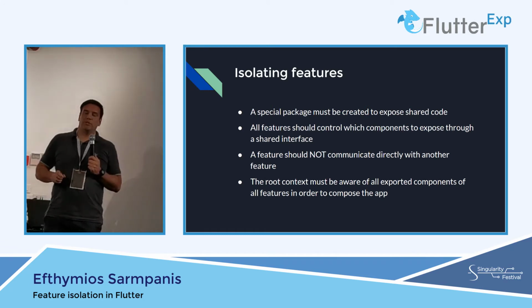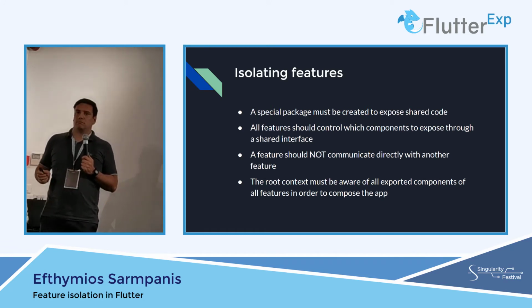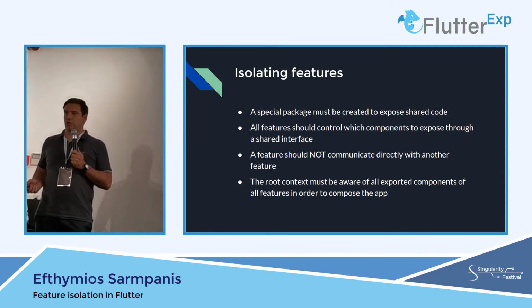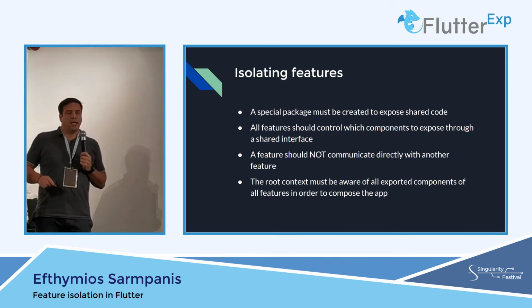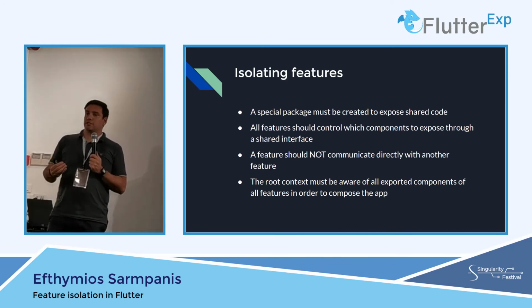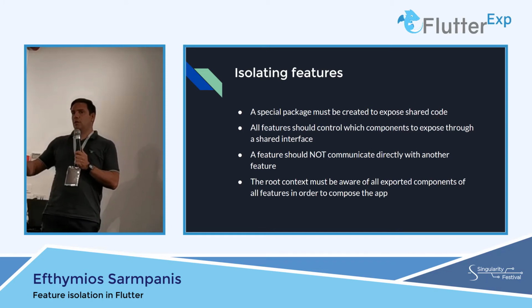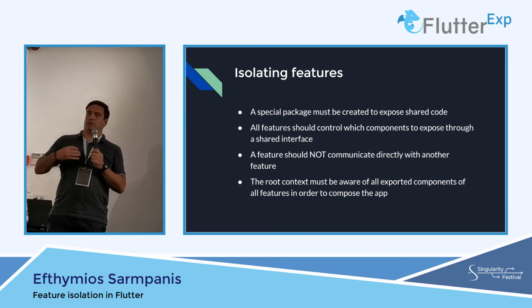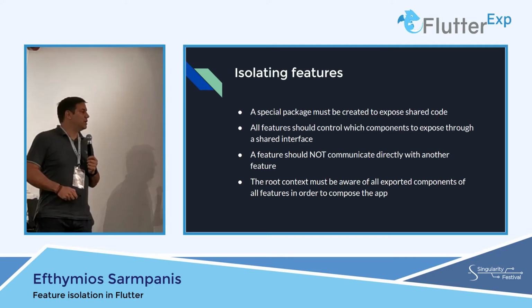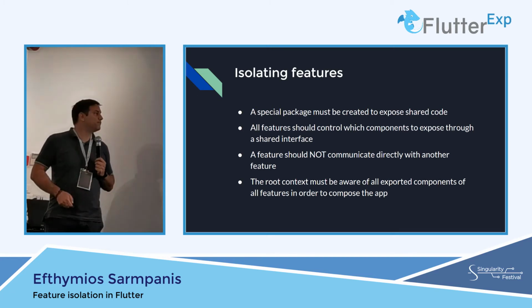A feature should not communicate with any other feature, because then we don't have isolation. We have chatting features, so we don't want to communicate directly with another feature. And what you have is the root context. The root context, because it needs to build an application, needs to know all of the features so it can compose it and create the application. So we need to have some root context, some root feature.